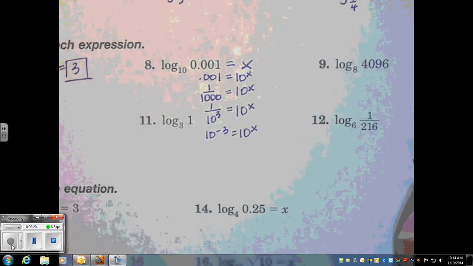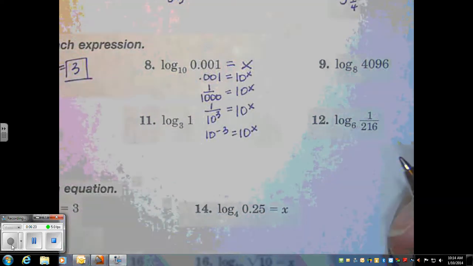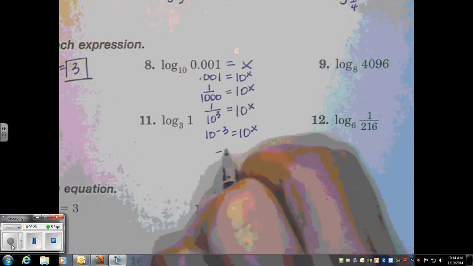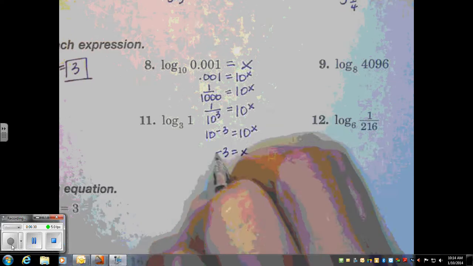So if 10 to the negative third equals 10 to the x, is it negative 3 for x? Yeah, they would have to be. If they're equal to each other, then they've got to have the same exponent. So negative 3 equals x.